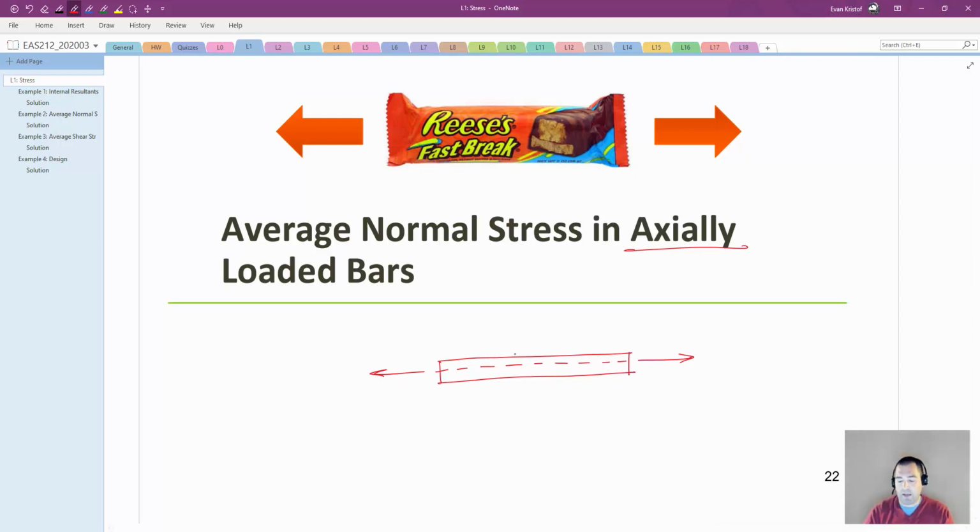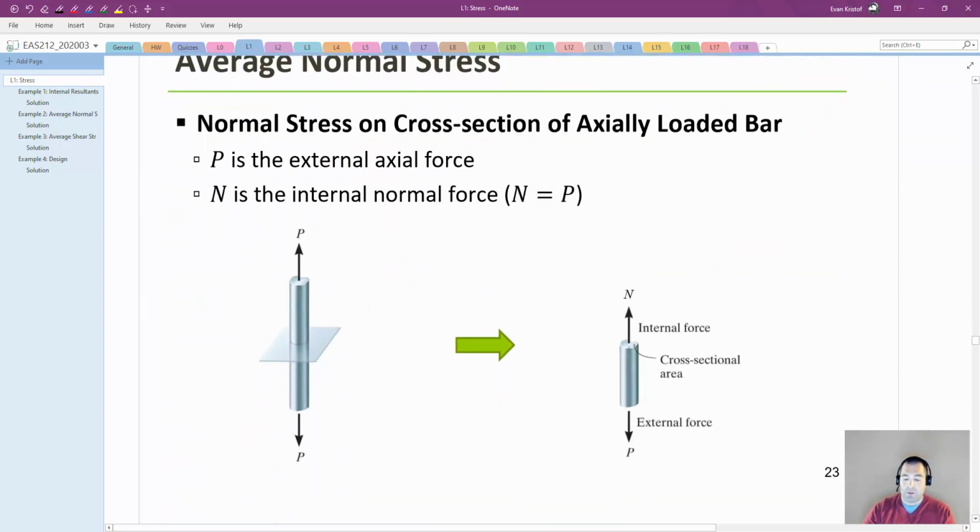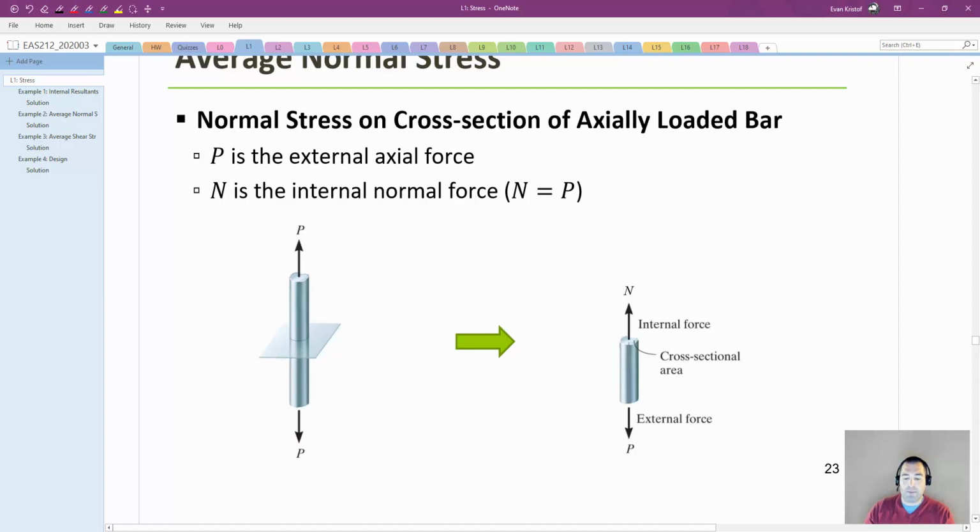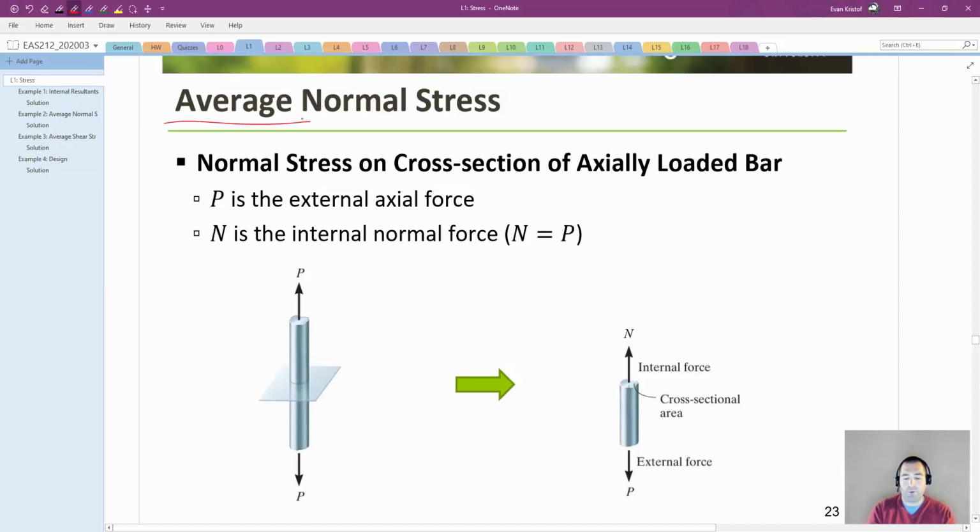So this basically means that any cross-section cut that I make, I will only have an internal normal force acting on that cross section. So axial load, we hear it a lot. It basically means it won't cause an internal moment in your member. So here's a pretty straightforward example. Here we're dealing with average normal stress. This is a simplified way of looking at normal stress as kind of an introduction. It really only applies when we're talking about axially loaded bars.